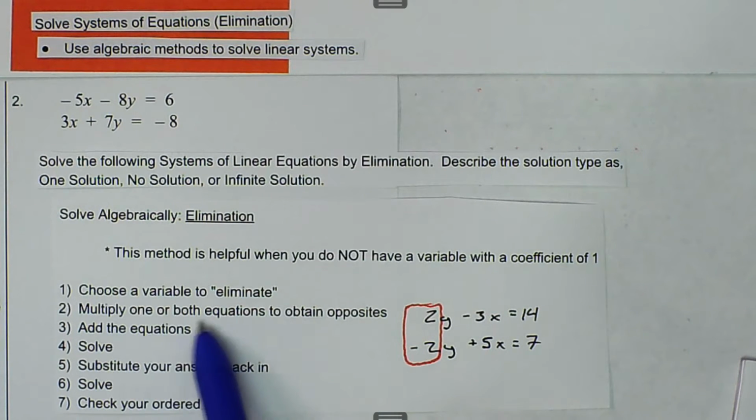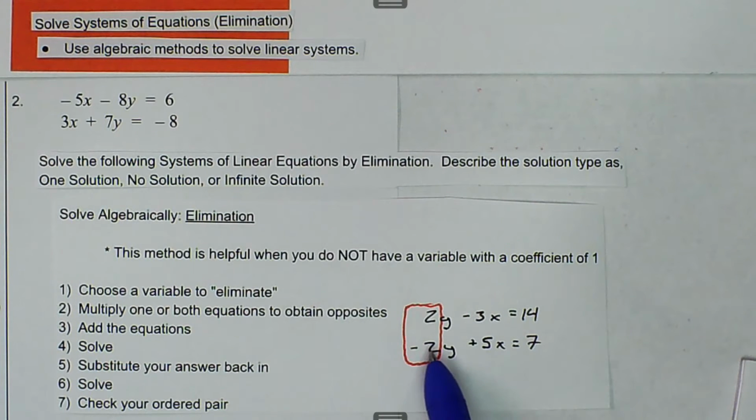Multiply one or both equations to obtain opposites. Here we already have those. Add the equations together and then solve for the variable. Substitute your answer back in, solve for the other variable, and then check your ordered pair.